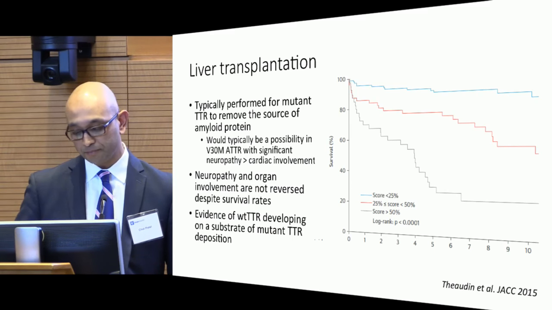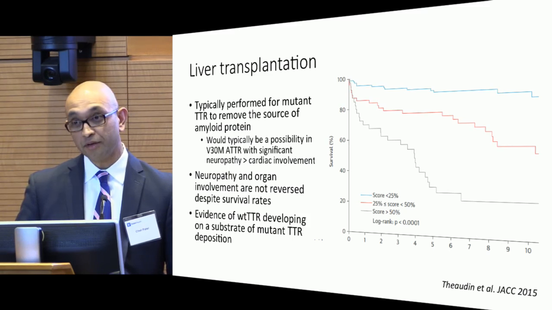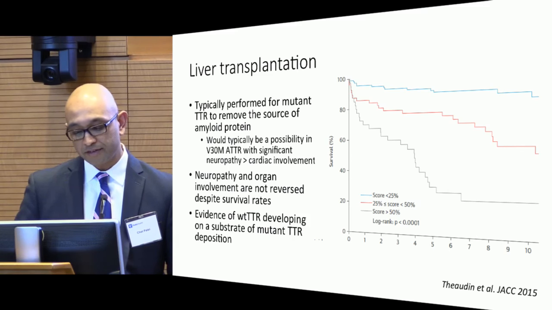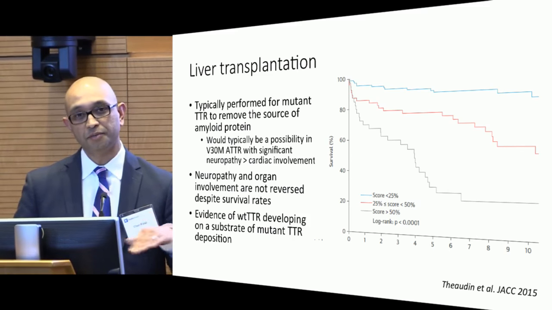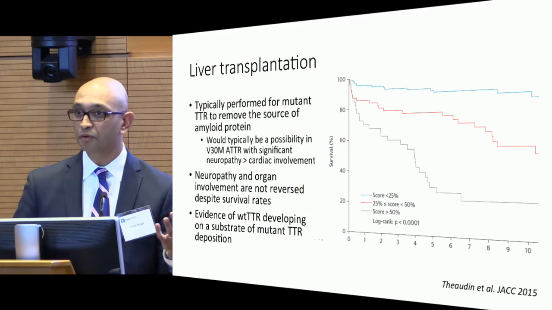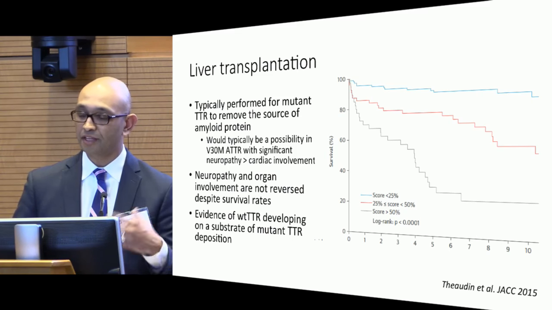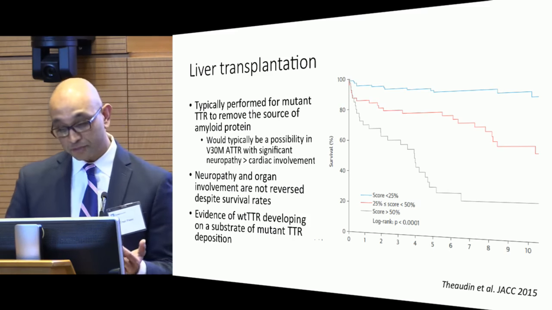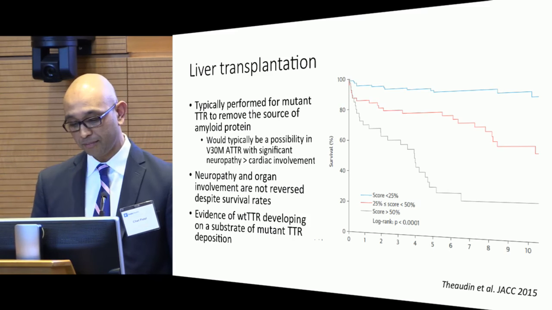neurologic involvement over cardiac involvement. And what is known is that neuropathy and organ involvement are not necessarily reversed, despite quite good survival rates. But interestingly, there seems to be evidence of TTR developing on a substrate of mutant TTR deposition. What I mean by that is organs that have been affected by the mutant form prior to liver transplantation, even with a wild type liver transplanted that's producing wild type TTR, appear to be predisposed to developing amyloidosis within those organs.